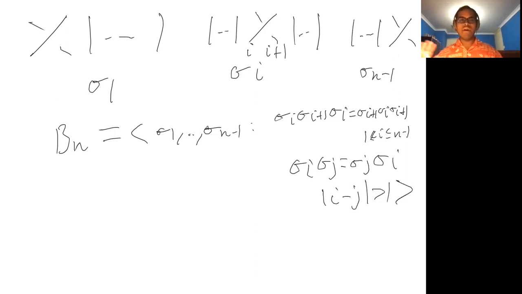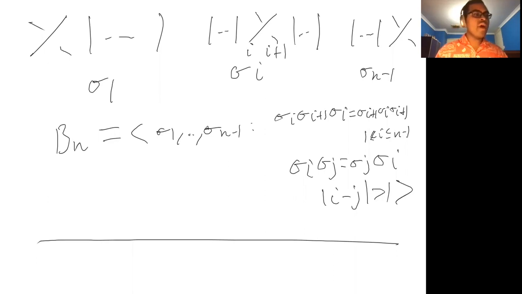So when i and j are far apart, they commute because the strands don't interact. And Artin proved this result. So this is a finite presentation of Bn. Now, why are we interested in this? Well, there are so many reasons braid groups come up. I'll only touch on low-dimensional topology in this talk, really.